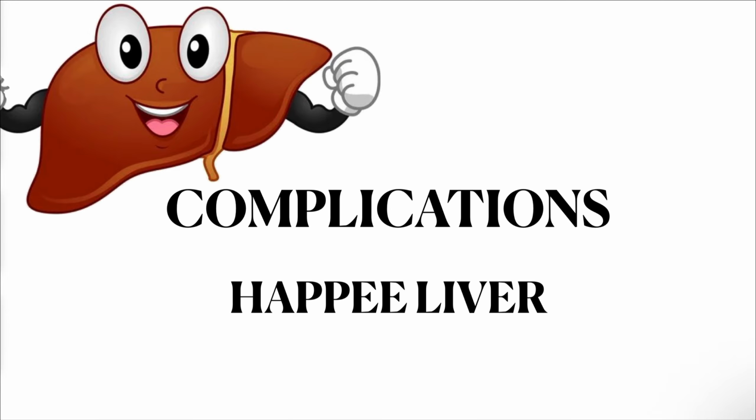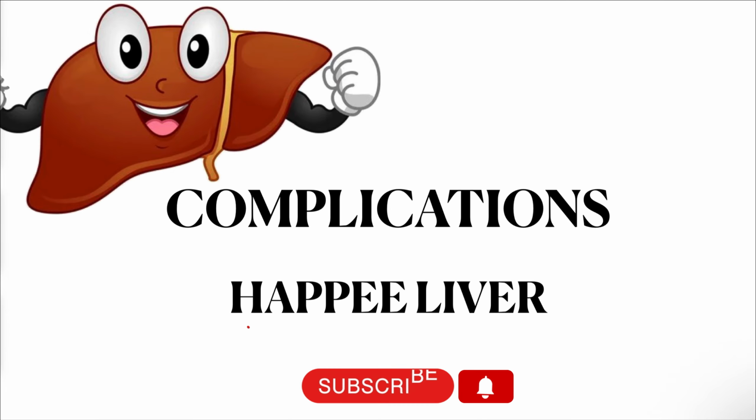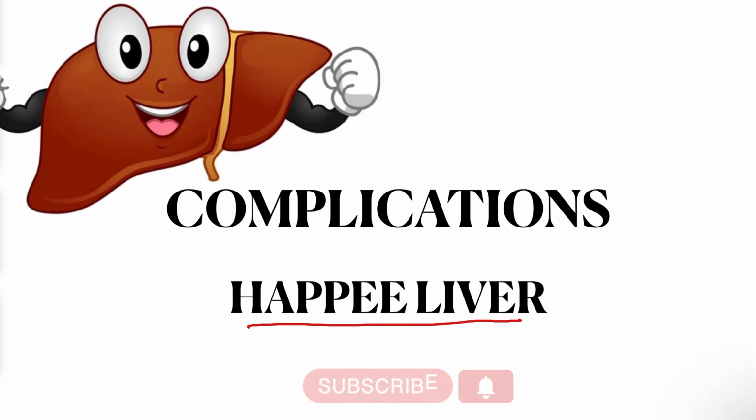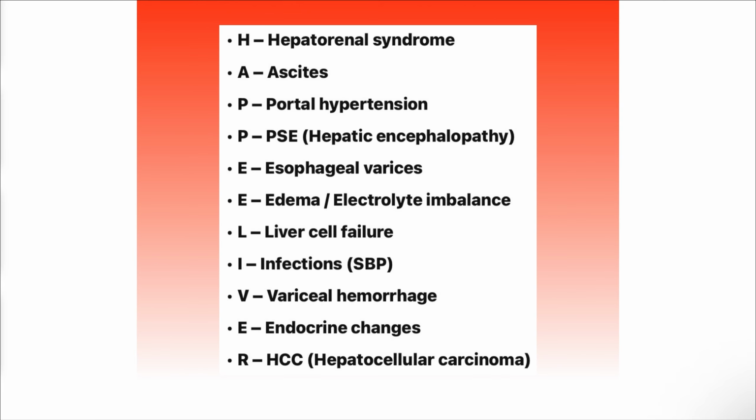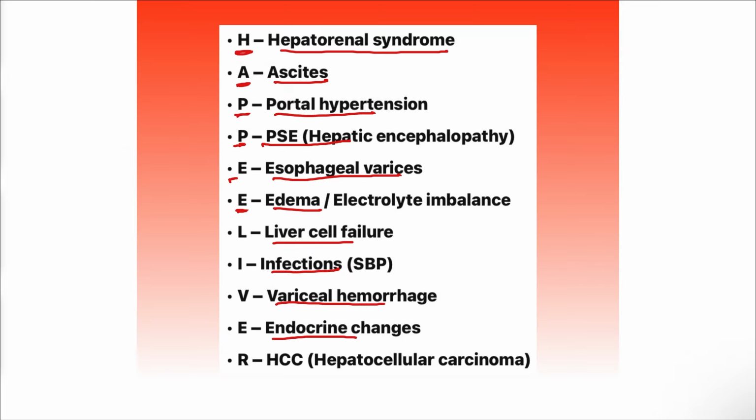Moving on to the complications, it is happy liver. So happy liver is the mnemonic I'm going to give you. And you can list the complications like this: H for hepatorenal syndrome, A for ascites, P for portal hypertension, P for hepatic encephalopathy, E for esophageal varices, E for edema, liver failure, I for infections, V for variceal hemorrhage, E for endocrine changes, and R for hepatocellular carcinoma.